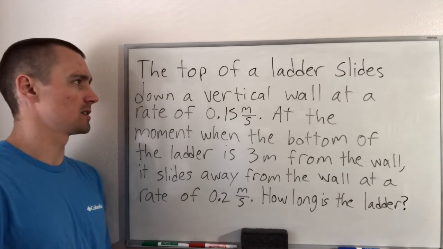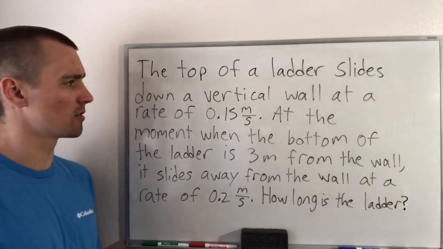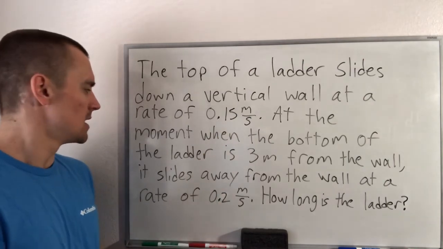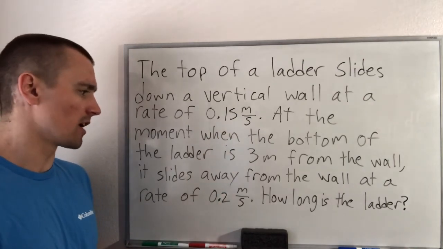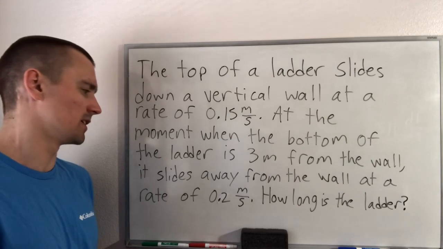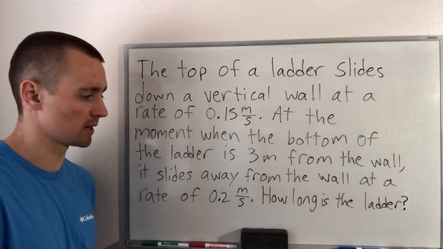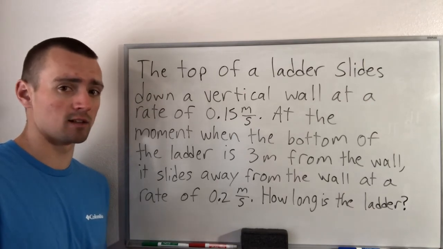The problem tells us the top of a ladder slides down a vertical wall at a rate of 0.15 meters per second. At the moment when the bottom of the ladder is 3 meters from the wall, it slides away from the wall at a rate of 0.2 meters per second. And then it asks, how long is the ladder?